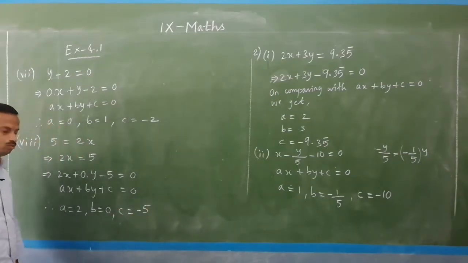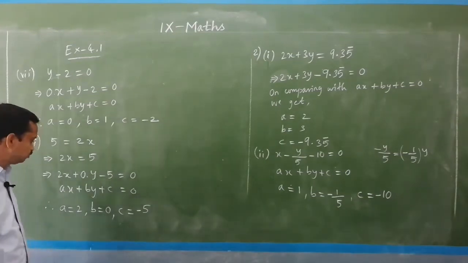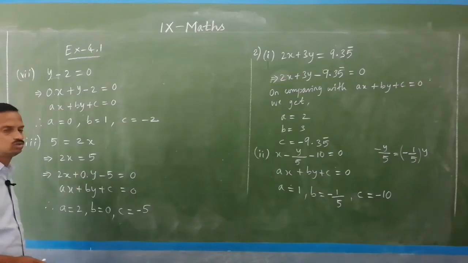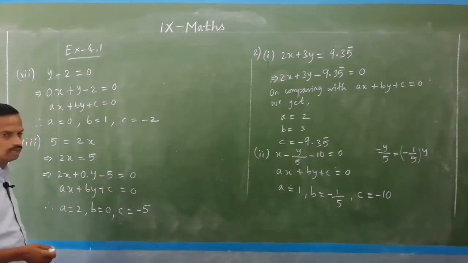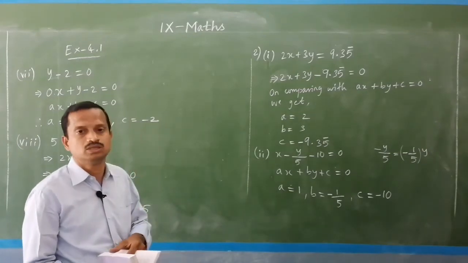Okay, children. Now, I think you are clear about the general form of the linear equation in two variables. These two questions are there and a few more options are there, you do them by yourself. And now coming to the solution of a linear equation.